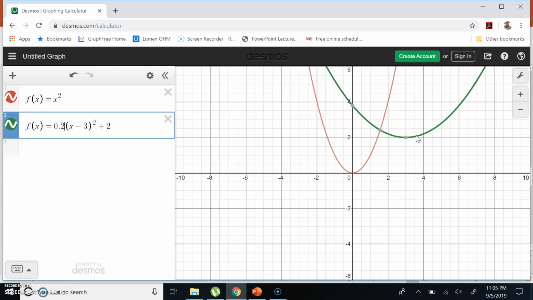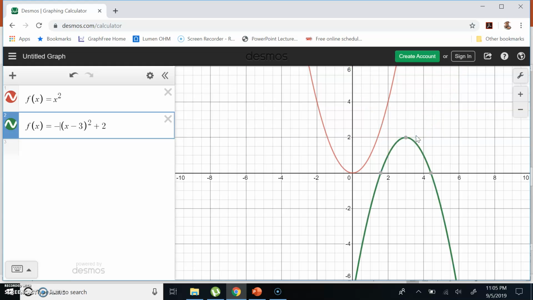So the thing to know here is that if the stretch is a number greater than 1, like 3 or 4 or 5 or 6, the function gets narrower. If the stretch is between 0 and 1, like 0.1 or 0.2 or 0.3 or 0.4, then the function gets wider. Now what happens if the stretch is negative? Then the function turns upside down.